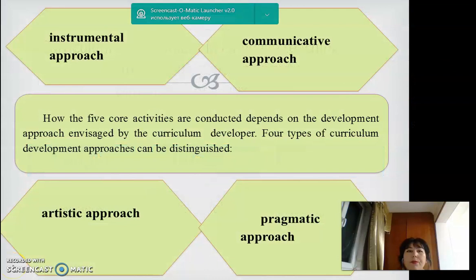How the 5 core activities are conducted depends on the development approach envisaged by the curriculum developer. 4 types of curriculum development approaches can be distinguished. The first one, instrumental approach. The second approach is communicative. The third, artistic approach. And the final, pragmatic approach.